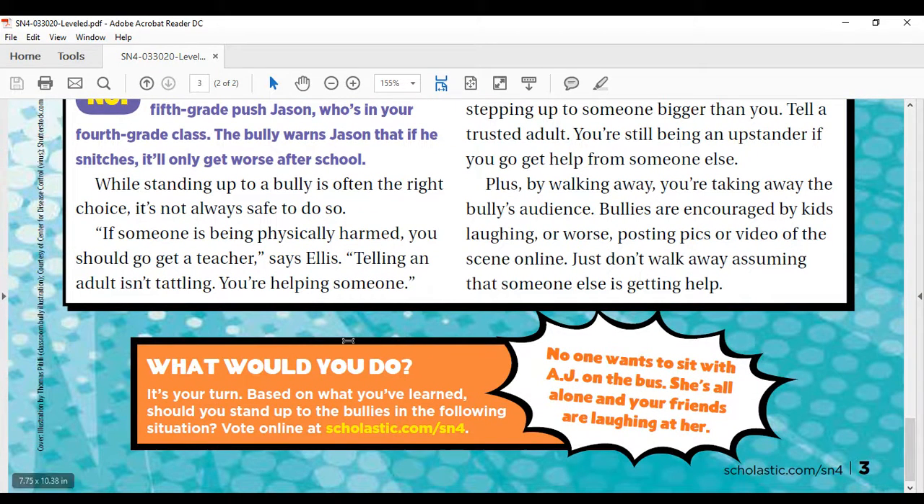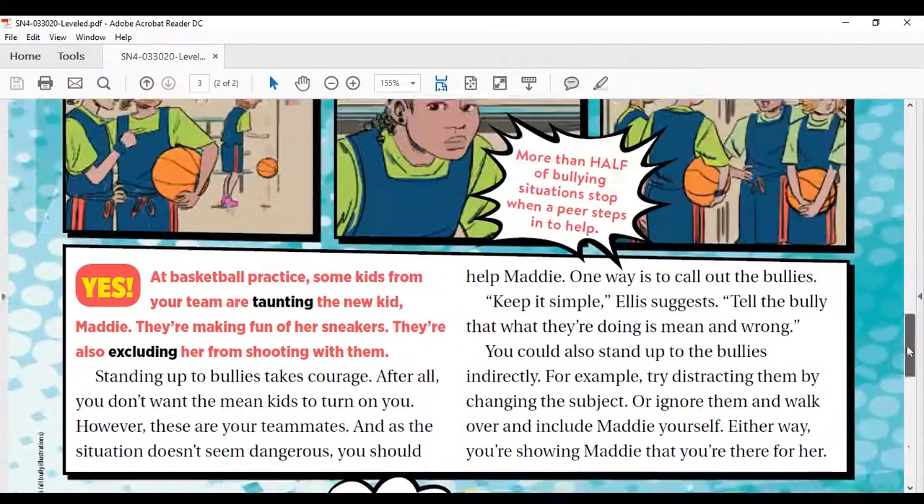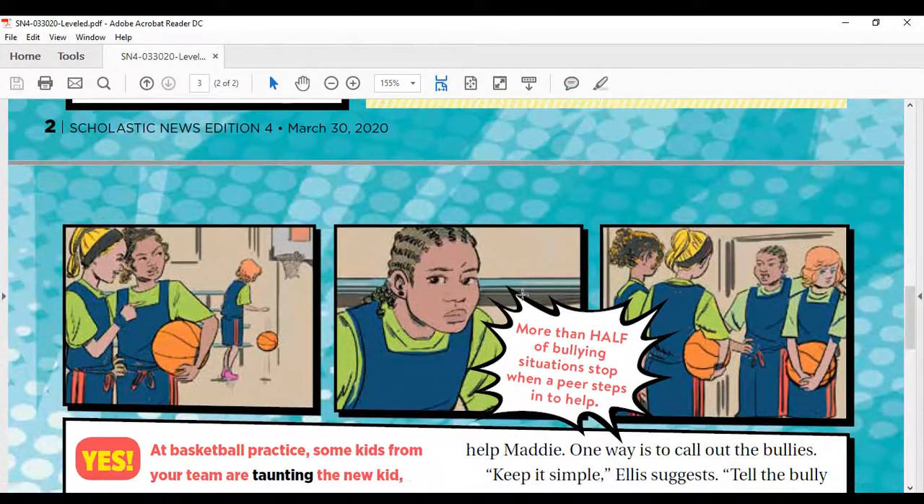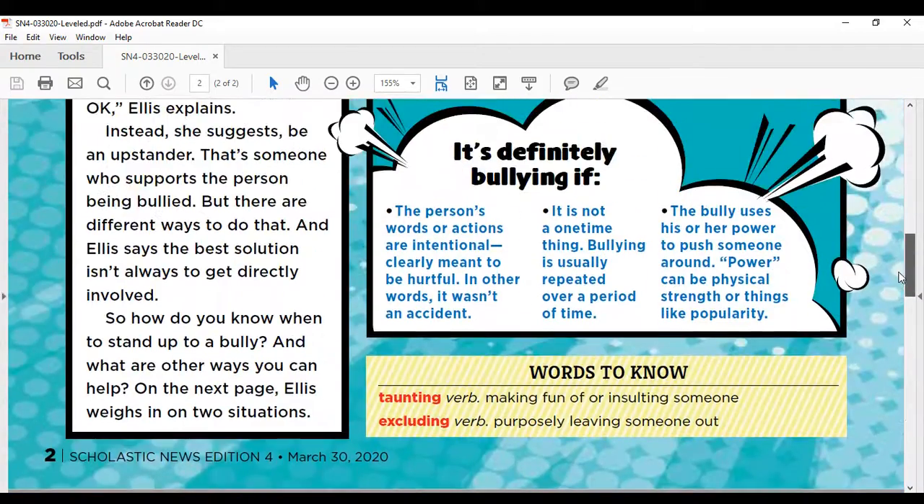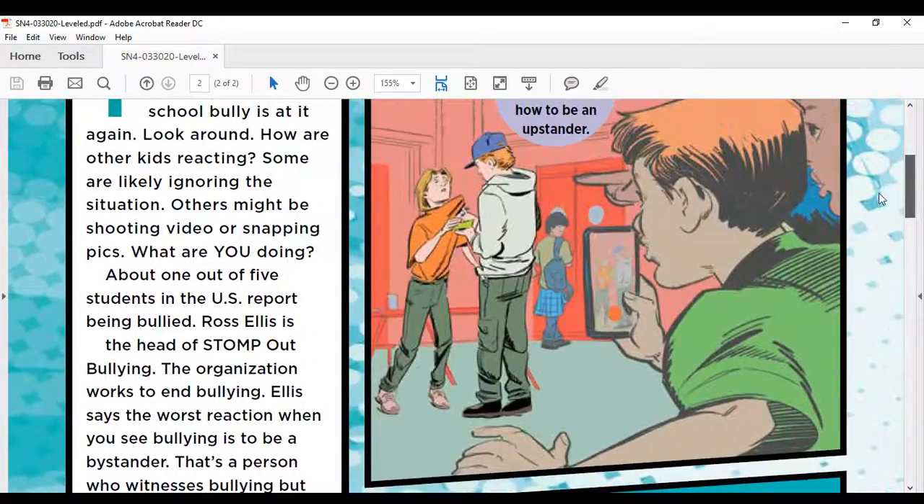And then they pose a question, what would you do? So if nobody wants to sit with AJ on the bus, she's all alone and your friends are laughing at her, what would you do based on what this article is saying? Because remember, just like it said, more than half of bullying situations stop when they see somebody is stepping in to help, because then they realize, hey, I'm doing a bad thing here. I'm the bad guy, I'm not the hero. And that changes things.